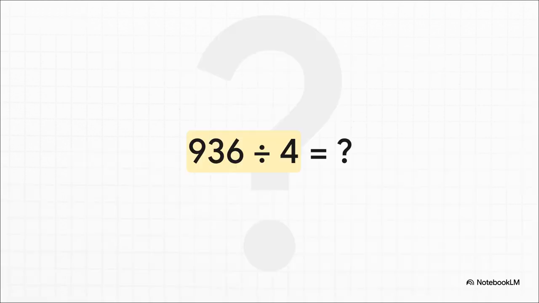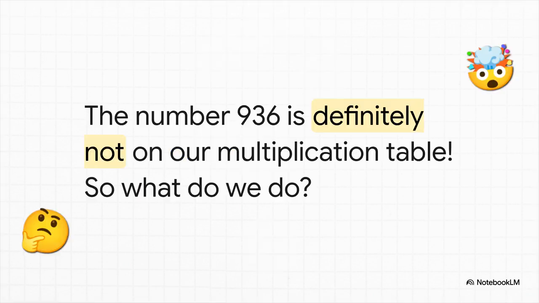So just imagine you're looking at a problem like this, 936 divided by 4. You can pull out your multiplication tables, but you're not going to find 936 anywhere on there, right? And that exact moment is where this special technique comes in super handy.